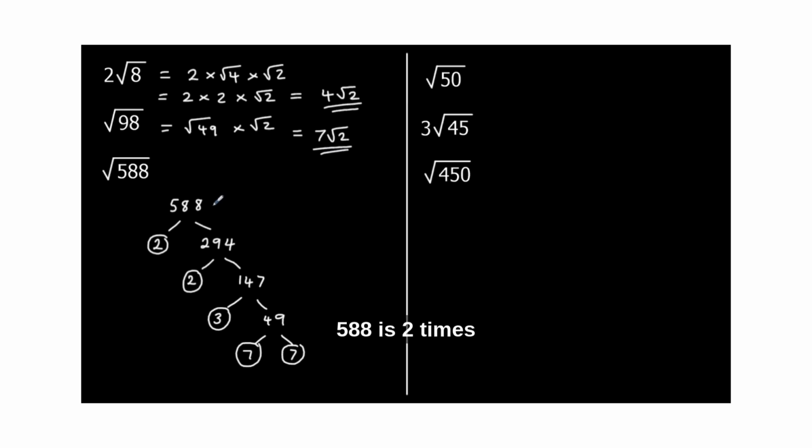So 588 is 2 times 2 times 3 times 7 times 7. So root 588 is root 2 times root 2 times root 3 times root 7 times root 7.